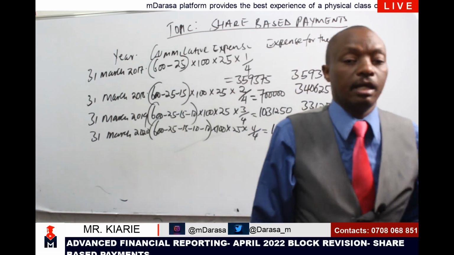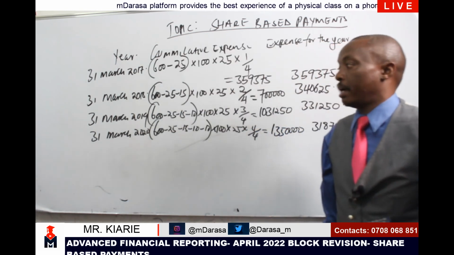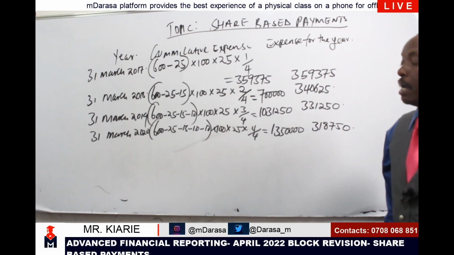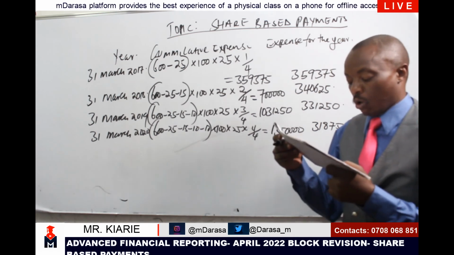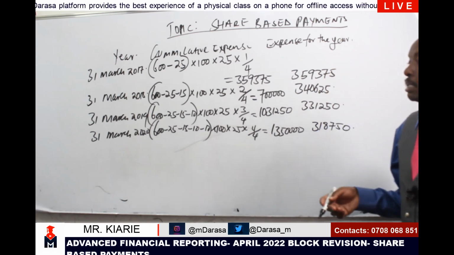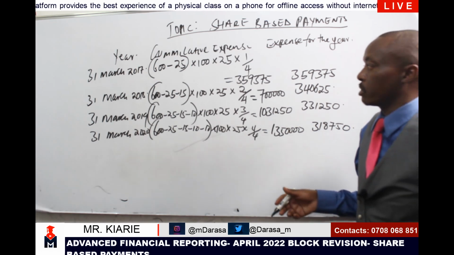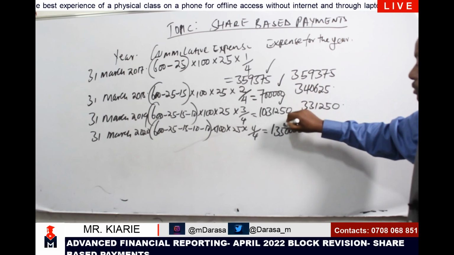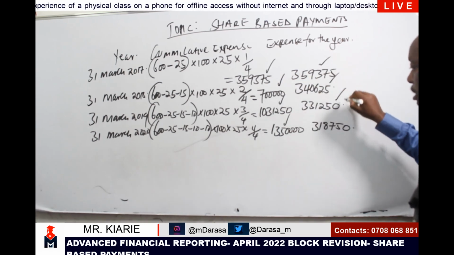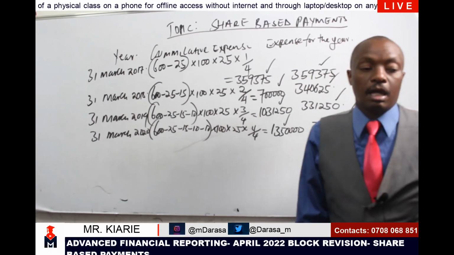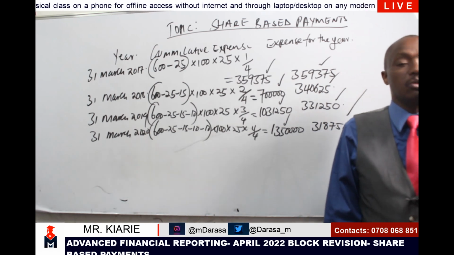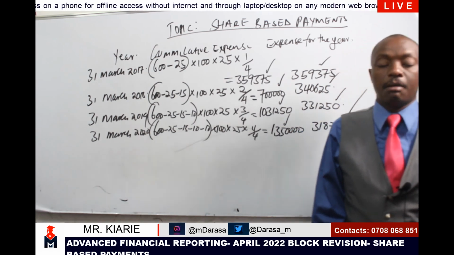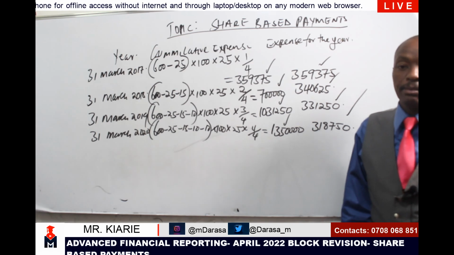And basically, that is how the transactions should appear in the books of Beta Limited, such that when it comes to the marking, the examiner will mark 1, 2, 3, 4, 5, 6, 7, 8. Therefore, that is how you account for a share-based payment scheme.